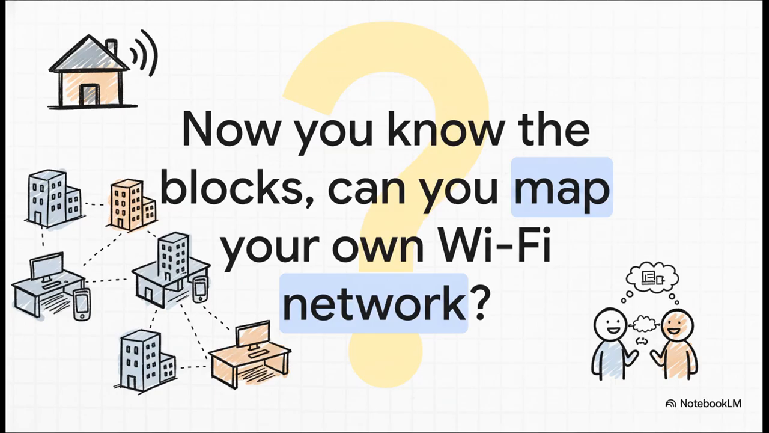So here's a little challenge. The next time you're on Wi-Fi, just for a second, try to picture the map behind it. Are you in a simple BSS at home, a sprawling ESS at the mall? Or did you just airdrop a photo and create a tiny little ad hoc network without even thinking about it? Because once you see that hidden map, you'll never look at Wi-Fi the same way again.